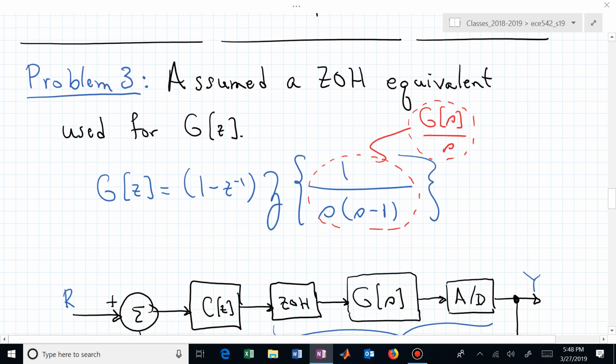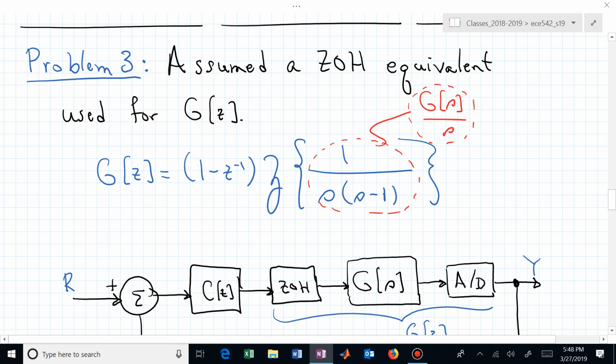That's problems 1 and 2. Problem 3 maybe wasn't stated explicitly, and so now I'm telling you, let's go ahead and assume a zero order hold equivalent to obtain a G of z. I believe the original problem was design a controller to stabilize a system that has a G of s equal to 1 over s minus 1, or it's an unstable system. We have a pole in the complex S-plane at s equal to plus 1.